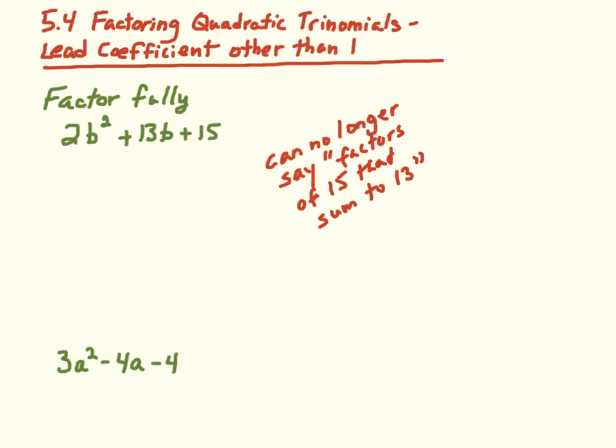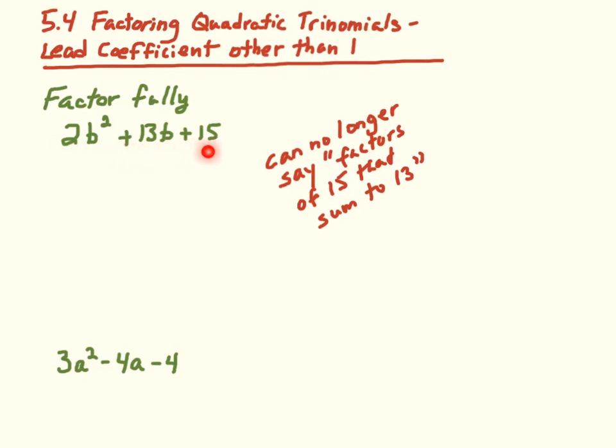Okay, so today we're learning about how to factor quadratic trinomials where the lead coefficient isn't 1. When I'm talking about the lead coefficient, I'm talking about the squared term. It doesn't automatically have to be the first term, but whatever the squared term is, if the lead coefficient is not 1, then this is the type of quadratic trinomial we're learning to factor.